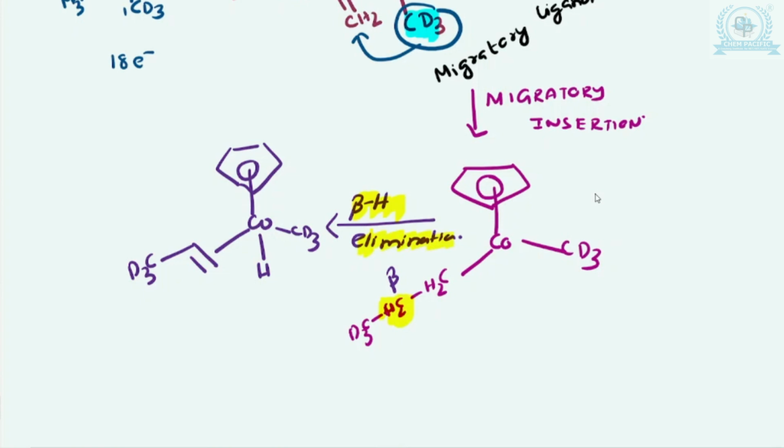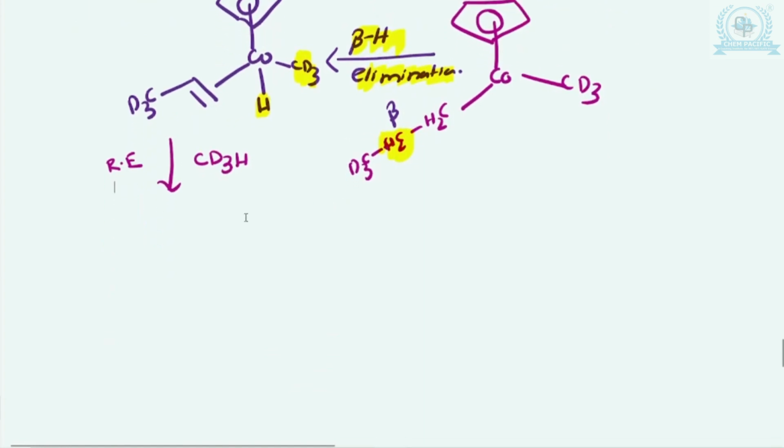When the beta hydrogen elimination happened, we see that the CD3 group and this are in the cis position. Therefore, they are giving us the indication about the formation of CD3H, resulting in the formation of the reductive elimination reaction. Okay. So the criteria that are satisfied decide the reaction that will take place here. Now this will result in the formation of this product.